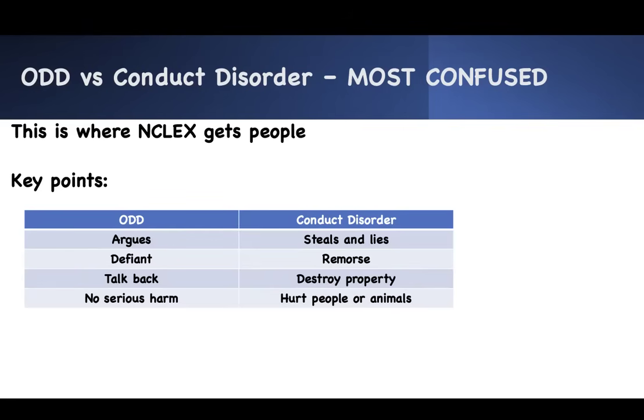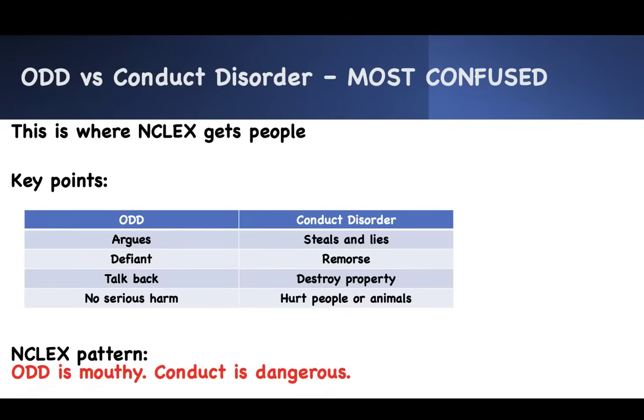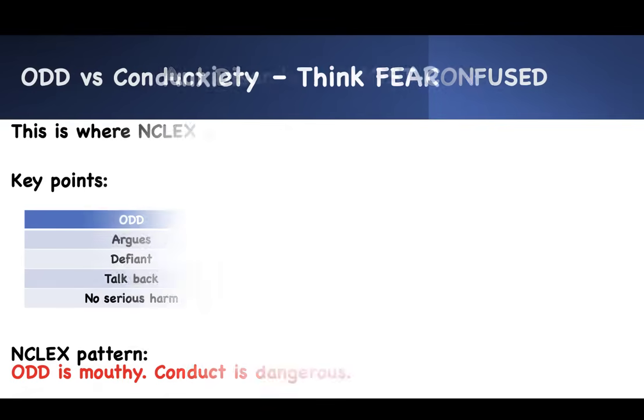This is the big NCLEX one. Apart from ADHD, this one, they will confuse you. Summary. Oppositional defiant disorder, they are mafia. They talk, no action. Conduct, I'm not talking, I'm doing you something. Action, they're very, very dangerous. This is the key you should remember.